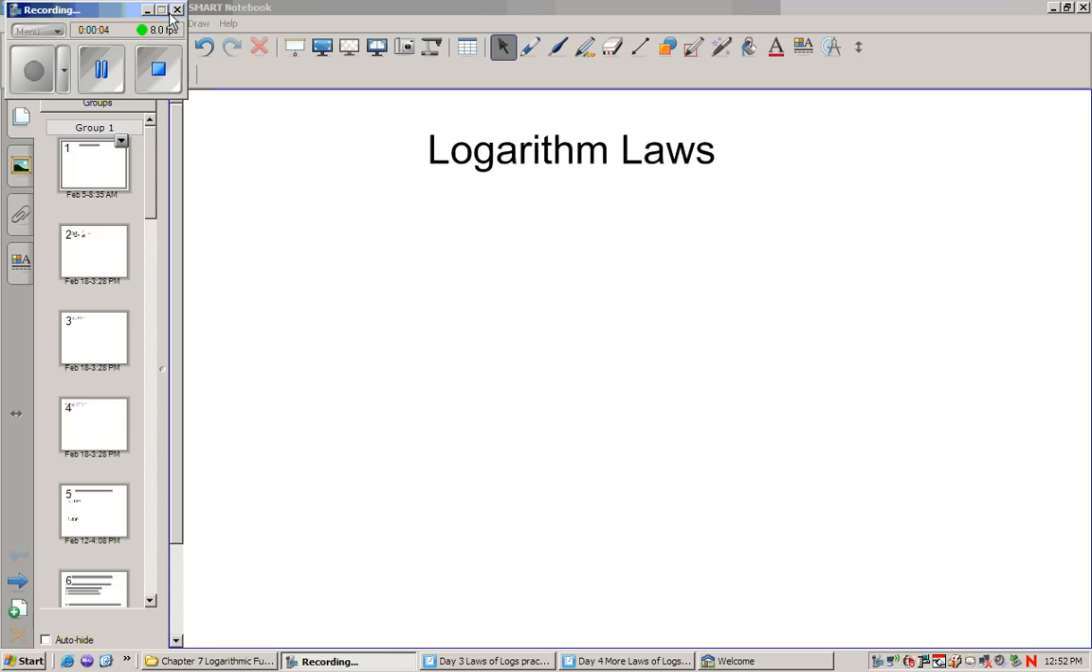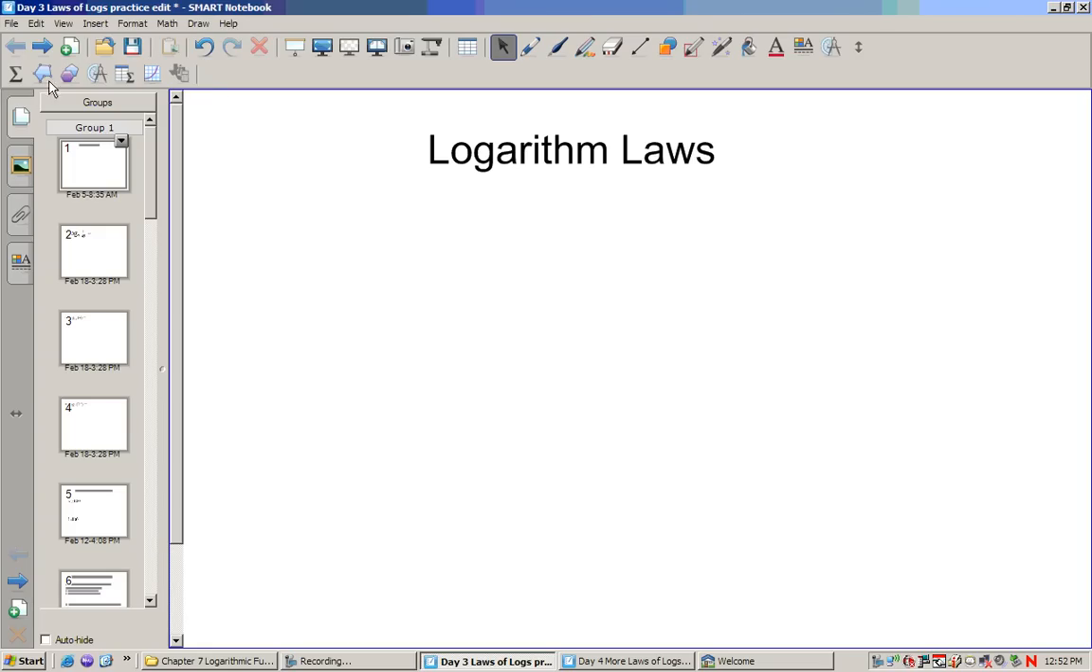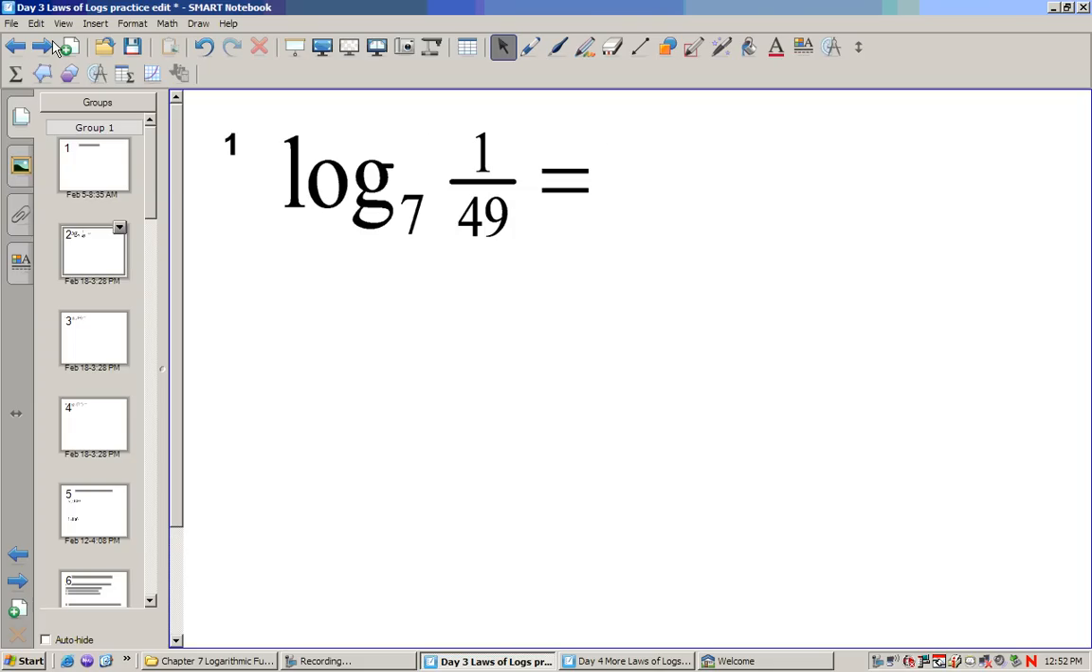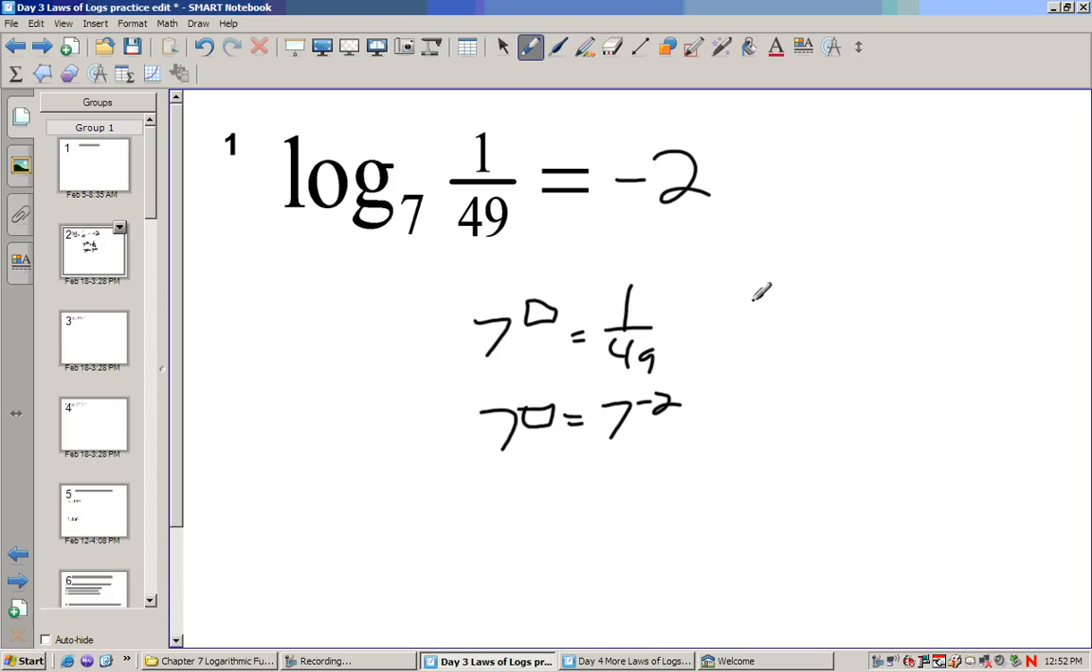We're going to learn more about logarithm laws today. First, we're going to review a little bit. Log base 7 of 1/49. So that's saying 7 to which power is 1/49? 1/49 is 7 to the negative 2 power. So this answer has to be negative 2.